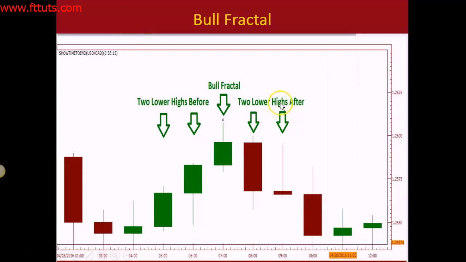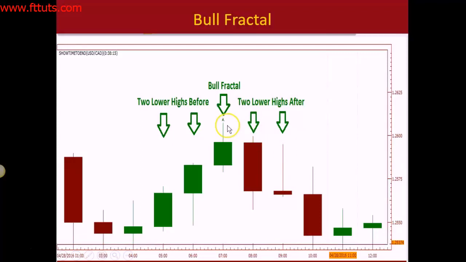All right, so let's look at what a fractal is. Let's look at a bull fractal here. Here's the middle bar. You got two before it and two after it. The two before it have two lower highs before it. Then the bull fractal has the highest high, and then the two after it have two lower highs.